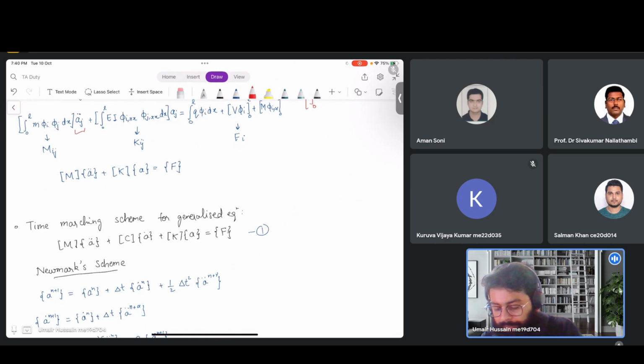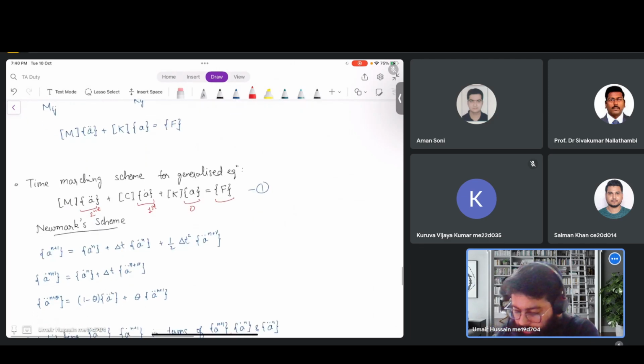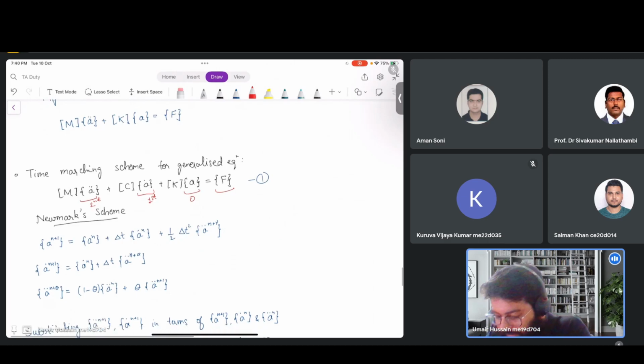So we have a second order time derivative term, we have a first order time derivative term, and we have time independent terms or zeroth order, and then we have our body force term. So what we need to do is break this equation down and convert every unknown in terms of just one unknown. That should be the solution at the next time step, which is basically a n plus one. We want everything in terms of this.